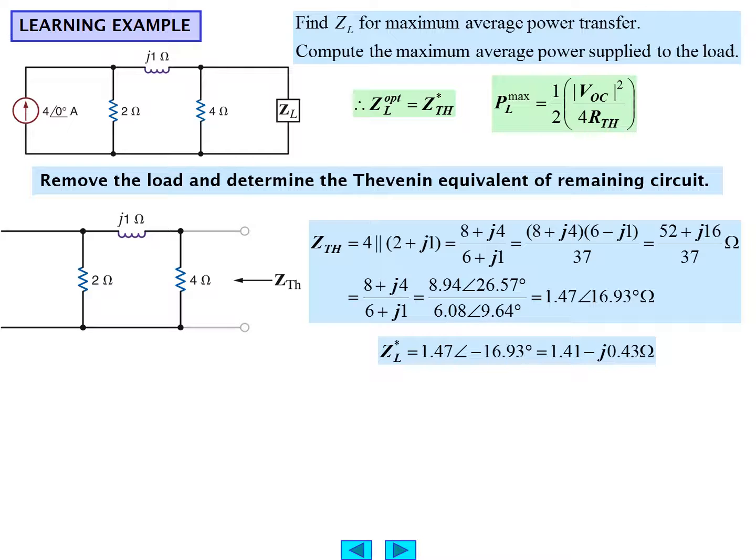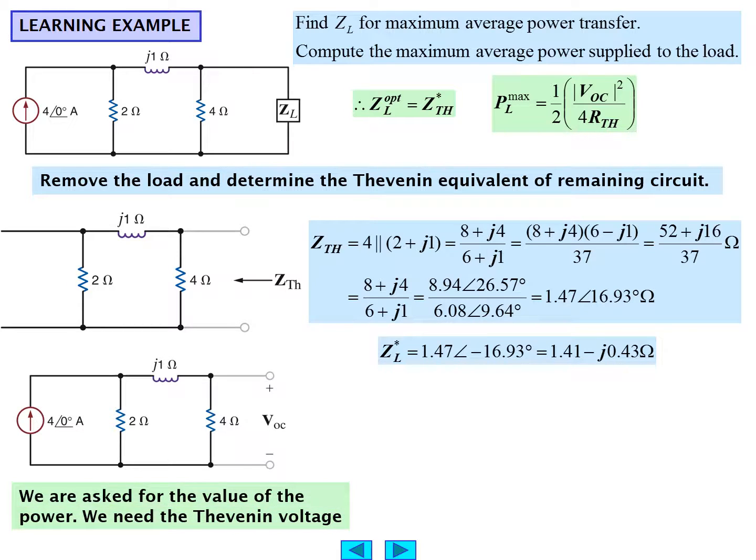However, in order to find the complex conjugate, we should find that particular polar representation and reduce it to rectangular form, which is 1.41 minus j0.43. At that point, we are asked to find the value of the power, and we also need to know the Thevenin or open circuit voltage VOC.